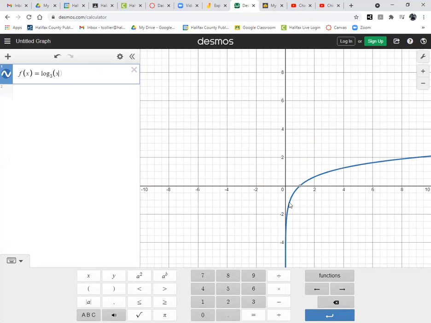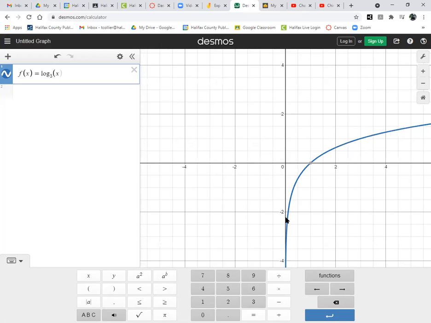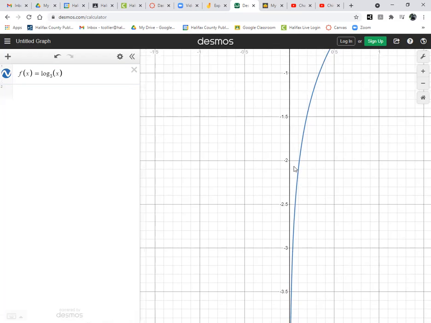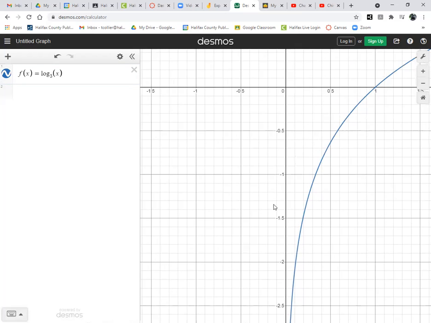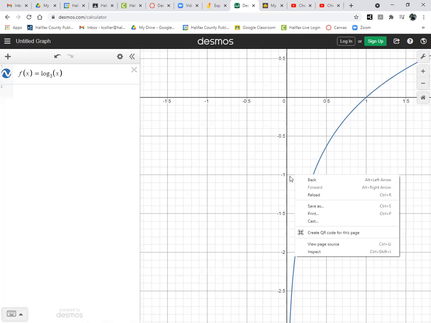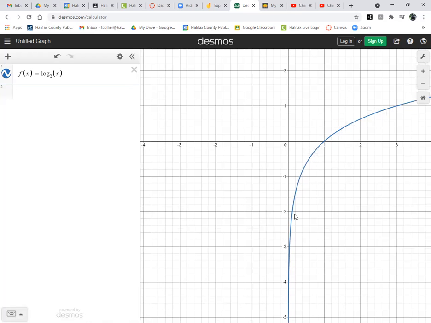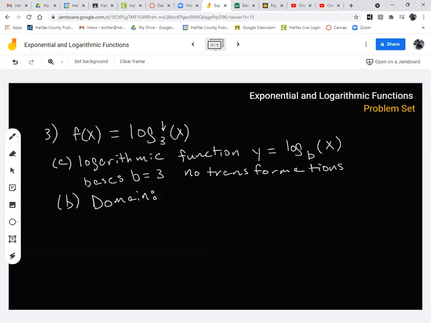So this is our function. It's in blue. And we can see that the function has a vertical asymptote. It's on the y-axis. That would be x equals 0. So when we do our domain, we're looking at all the x values, right? Well, the x values are only going to be positive numbers this time because the graph never crosses the y-axis into the negative x values. So our domain is going to be x has to be greater than 0. So we're going to write x is greater than 0.